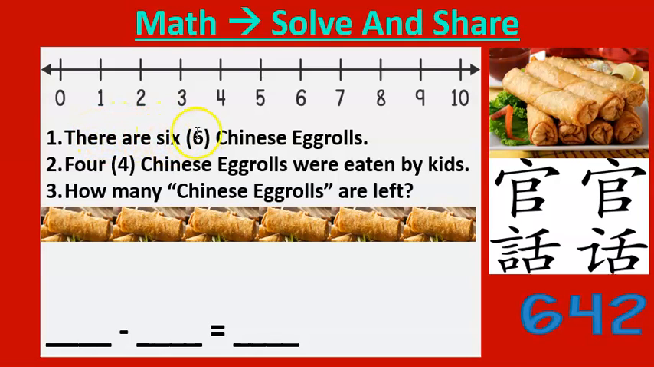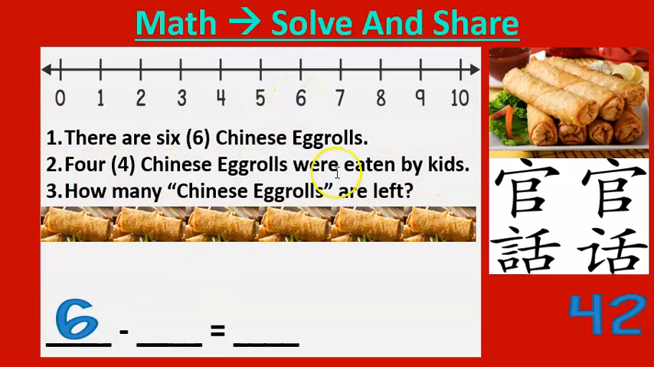There are 6 Chinese egg rolls. Let's read it again. There are 6 Chinese egg rolls. So boys and girls, what number are we going to start at? 6. Good job. So we're going to start here at this number, okay? Since we know we're going to start at 6, let's grab 6 and insert 6 into our first subtraction equation. We put 6 up front now, okay? Now, we're going to start at 6.